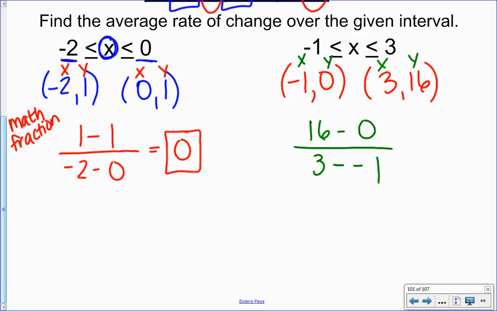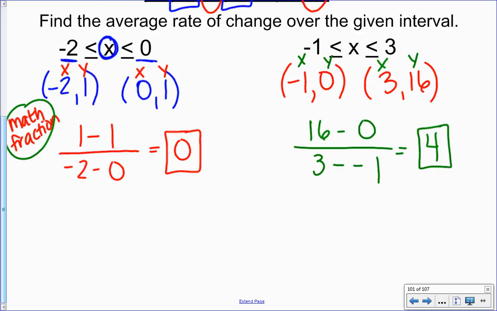Now, some of you are going to be tempted to go ahead and make the bottom the plus. Don't. Just put in your calculator the exact way you've written it. It'll cut out mistakes, and you're more likely to get the question right. So again, I'm going to go math fraction, type that in, and hit enter. When I do, I get a rate of change or a slope over that specified interval of 4. As you compare those two, my graph is changing at a faster rate from -1 to 3 as opposed to -2 to 0 because my rate of change was bigger.